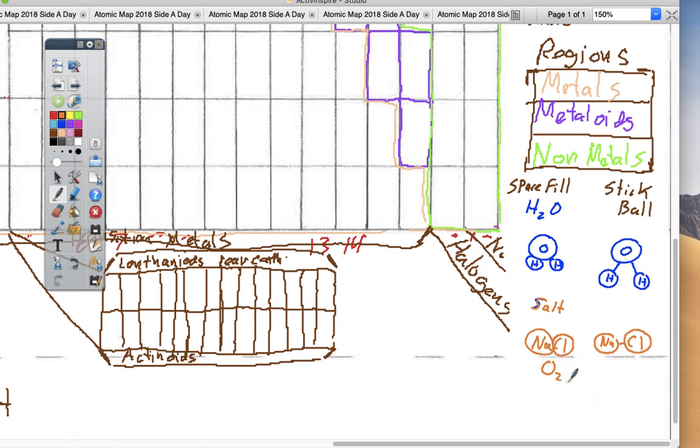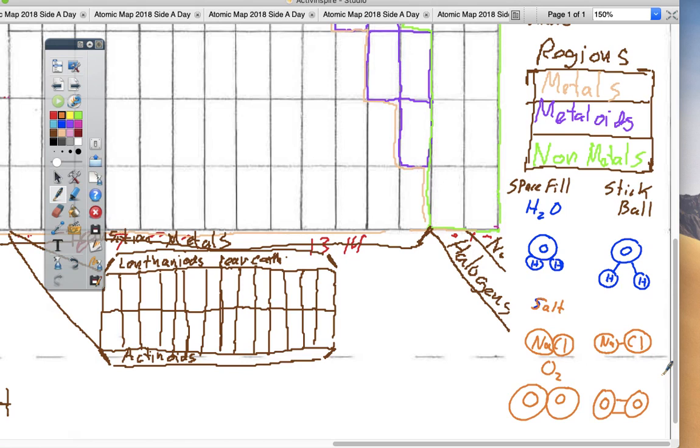Okay? And so, here we go. We're going to go O, and we go like this, and now your periodic table's staring at you, okay? But if we do it with stick ball, we do this with O in it, and we do this with O in it. How many sticks do we use? Two. Why do we use two sticks? Because there are two bonds. Well, it's a double bond, okay?